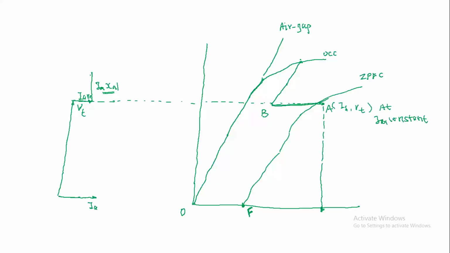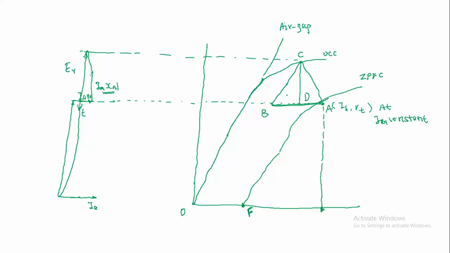This is point C, and from C, join ABC. So ABC is the Potier triangle. Remember, ABC is the Potier triangle. From this is IAXL here, and the line joining this is ER. This voltage is ER. Now if I draw a perpendicular from C to D, this is D.